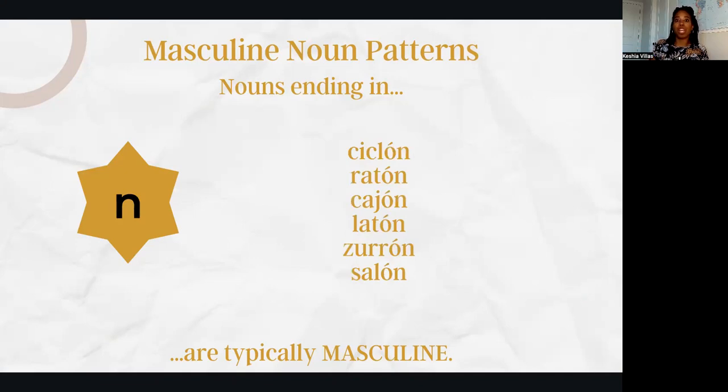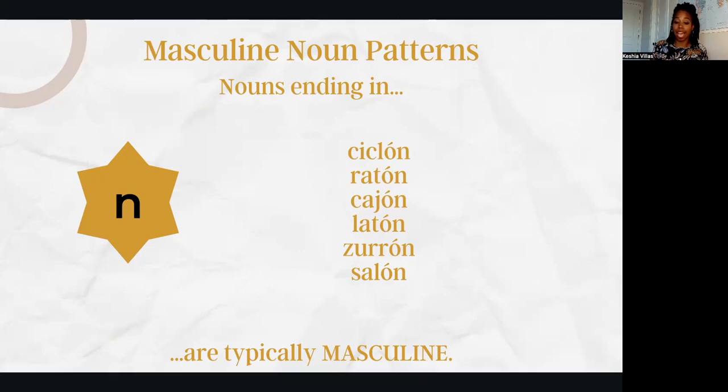Here's a new letter for you. Words ending in the letter N. And you'll notice that all of these have an O-N at the end of it. Ciclón means tornado. Ratón means mouse. Cajón means drawer, as in a drawer that you pull out from like a dresser or something. D-R-A-W-E-R. Latón means brass, B-R-A-S-S. Zurón means pouch. And salón can mean salon.